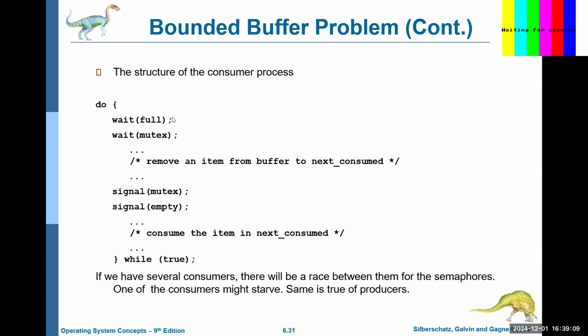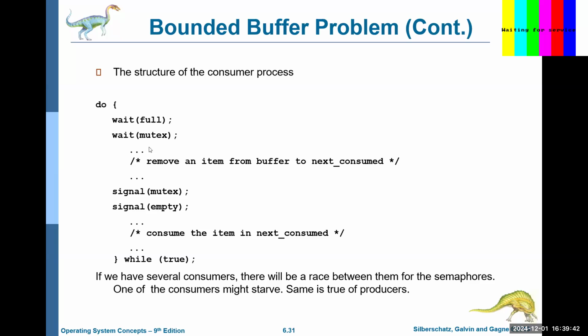Now, what is the structure of the consumer? What does the consumer do? He waits for full, because if in the beginning full was 0, then he has nothing to do. He'll wait there forever. As soon as something goes in, he will progress. And he'll say, well, I'm not going to remove anything unless I can get the mutex, because the mutex is going to guarantee me atomicity. Is there a word like that? Atomicity? Atomicness?